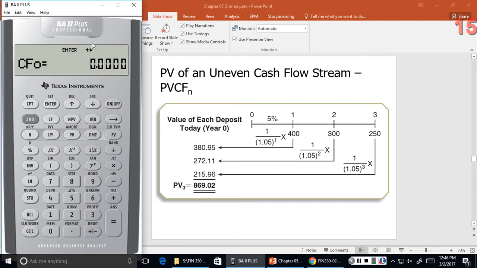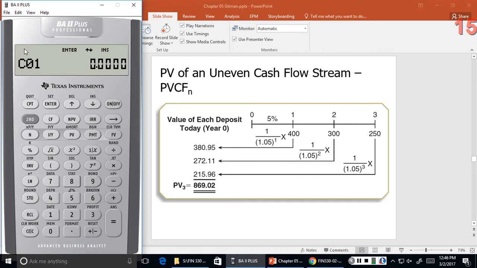So don't be afraid to play with your calculator a little bit and move the arrows up and down, that type of thing. So if we press the down arrow key one time, it says C01. This is the cash flow that occurs in time period 1.